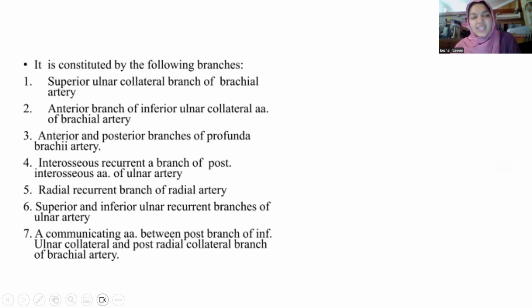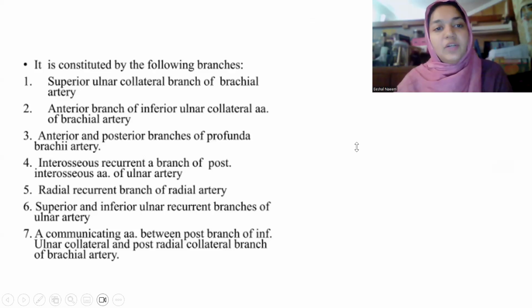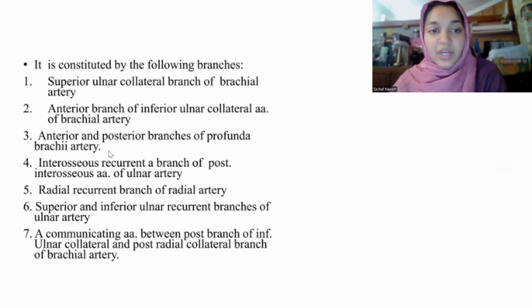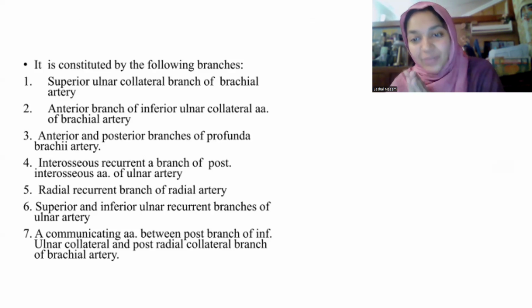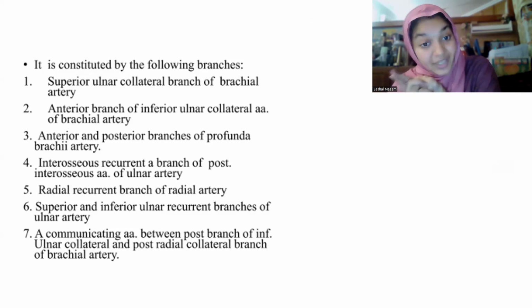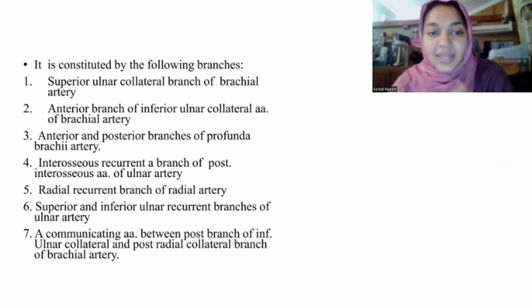Now, let's just summarize the elbow anastomosis. It is constituted by the following branches: the superior ulnar collateral branch of brachial artery, the anterior branch of inferior ulnar collateral artery, and then the anterior and posterior branches of the profunda brachii artery, which we were calling the, what were we calling them? We were calling them the radial collateral artery and middle collateral artery. Then we have an interosseous recurrent artery, which was a branch of the posterior interosseous artery, right? Of the common interosseous artery of the ulnar artery. Now, there was a radial recurrent branch of the radial artery. There were also superior and inferior ulnar recurrent branches of the ulnar artery, and a communicating artery between posterior branch of inferior ulnar collateral and posterior radial collateral branch of brachial artery.